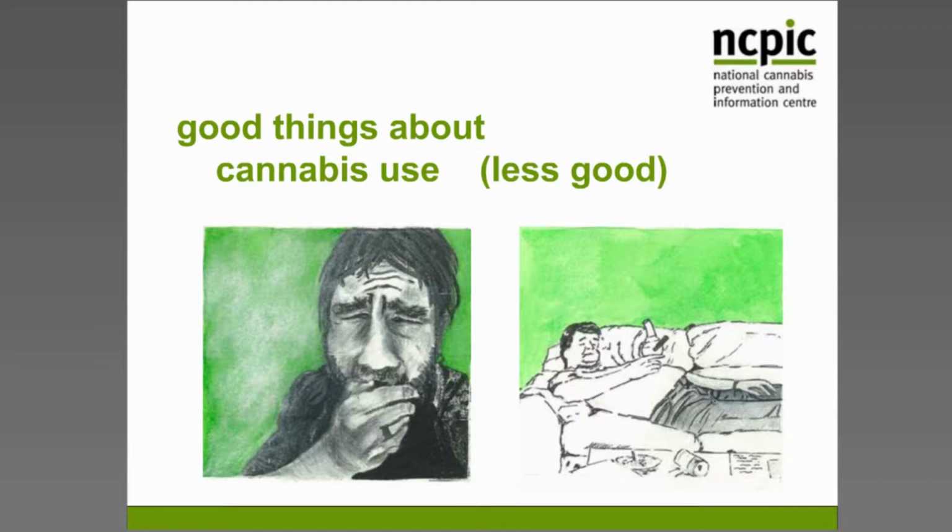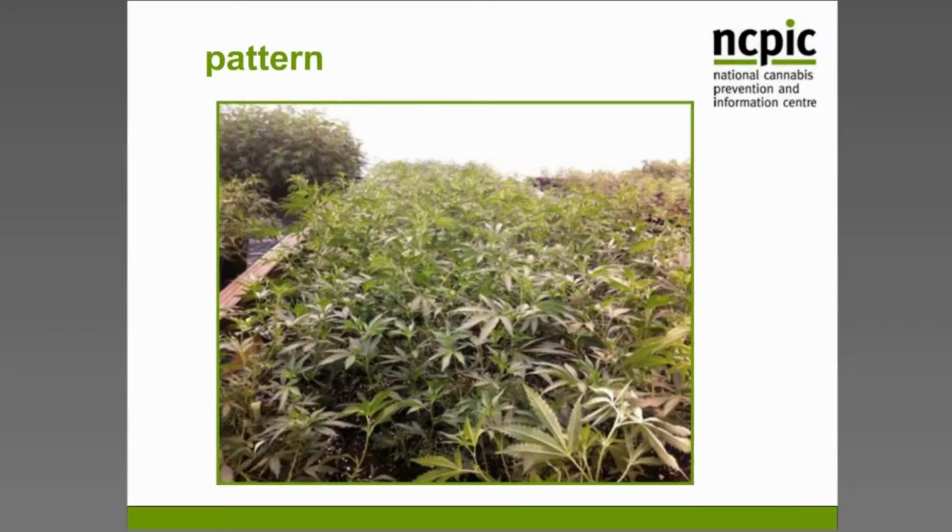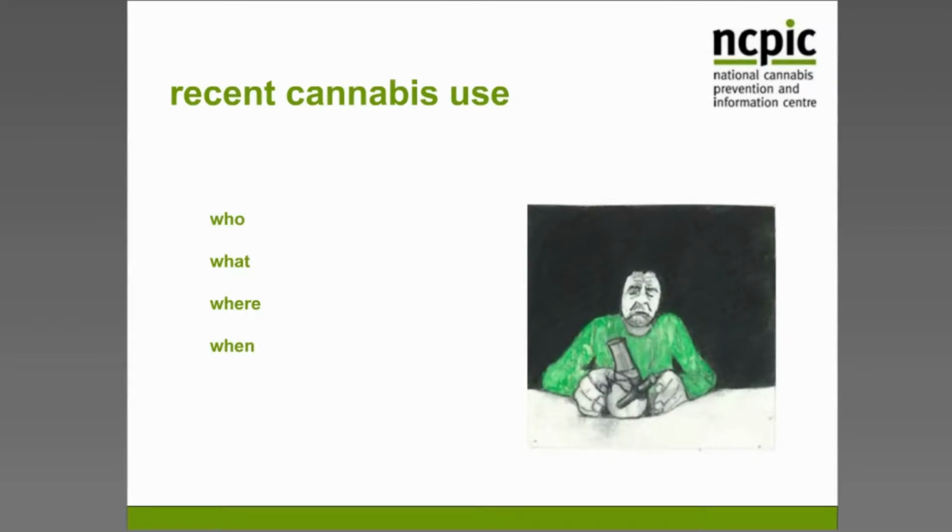He has arguments with his girlfriend and with his parents, and it makes him feel a bit hungover sometimes when he's had a really heavy session. It feels a bit like crap the following day. And then the next section is about patterns of use. Really, what you're trying to assess is who do they smoke with, what do they smoke, where do they smoke, when do they smoke, and you're trying to get an idea of their pattern of use.